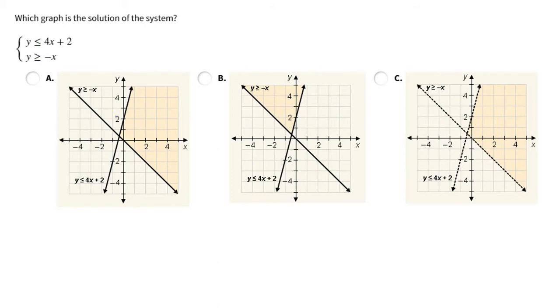Both lines have to be solid, don't they? So I can automatically get rid of that one. Now, less than or equal to, in fact, let's do this one first. Greater than or equal to -x. So here's my -x line.